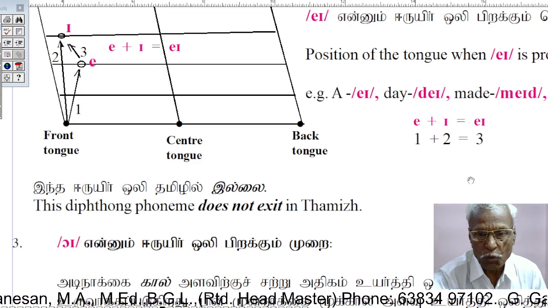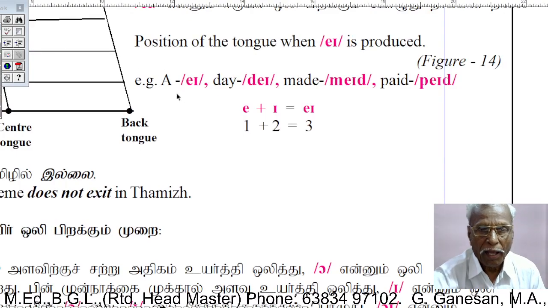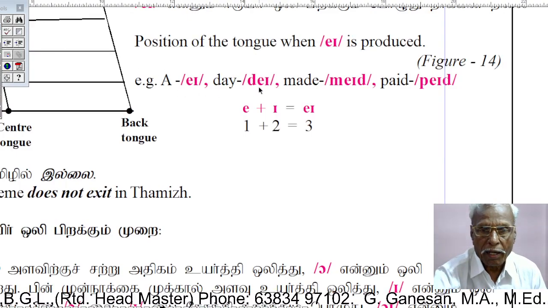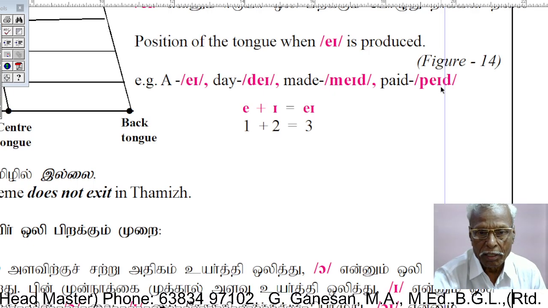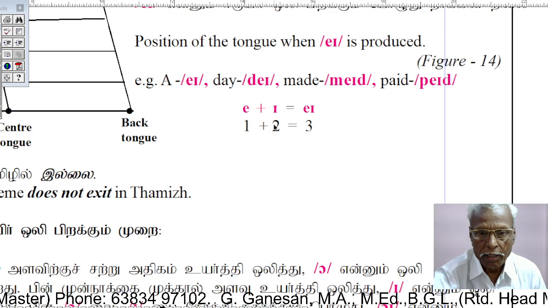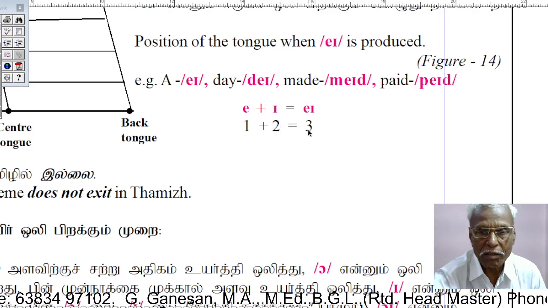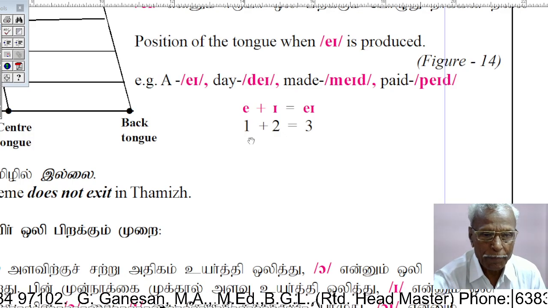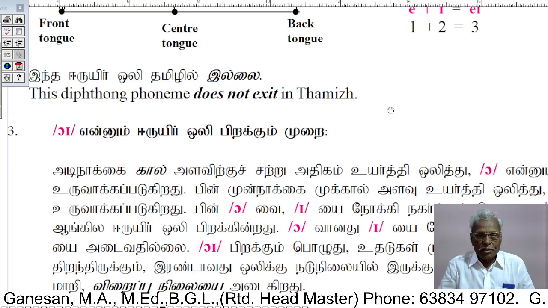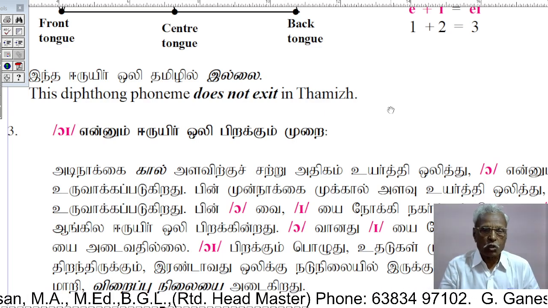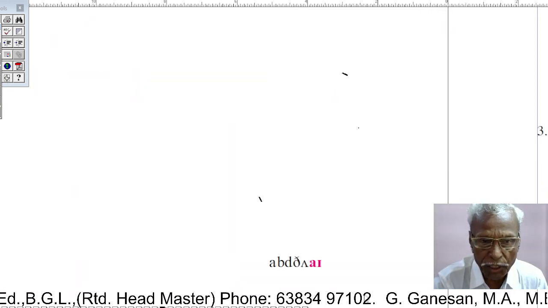Let us see the examples: they, made, paid. /e/, /ɪ/, /eɪ/: 1 plus 2 is equal to 3. Dear teachers and students, this diphthong phoneme is not available in Tamil. Let us see the third phoneme.